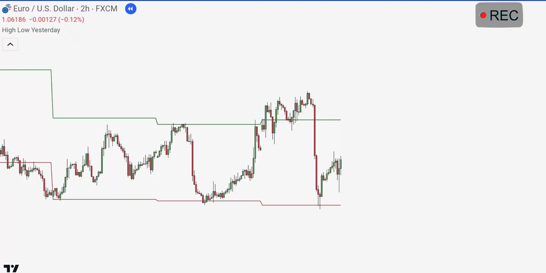Let's start our analysis with the Euro-US dollar pair on a 2-hour time frame. In the initial image you see on the screen, we observe that the price touched the support line created by the indicator 3 times but couldn't close below the support line.